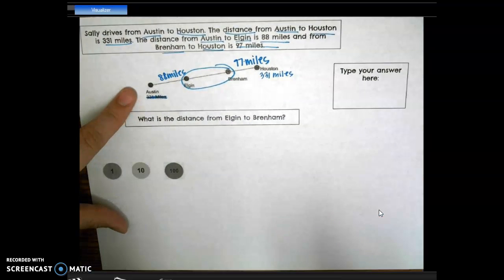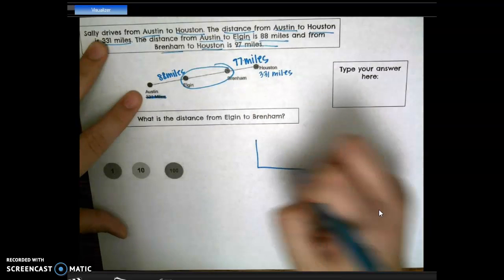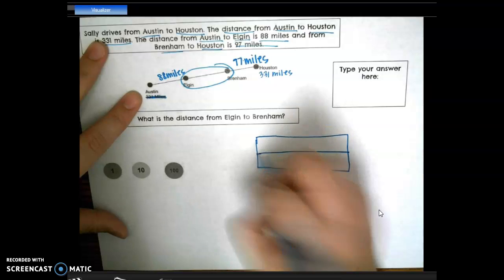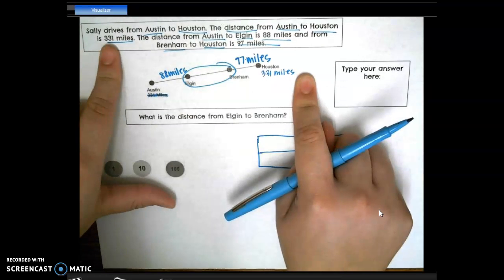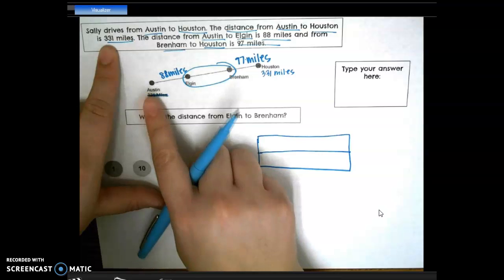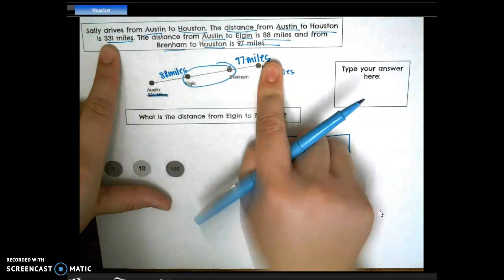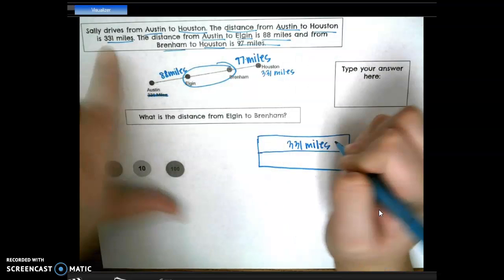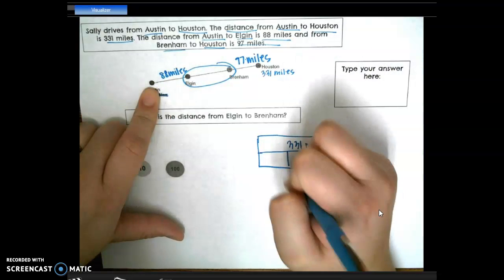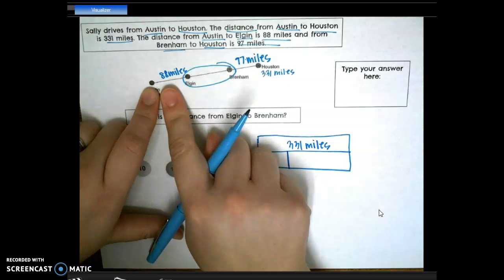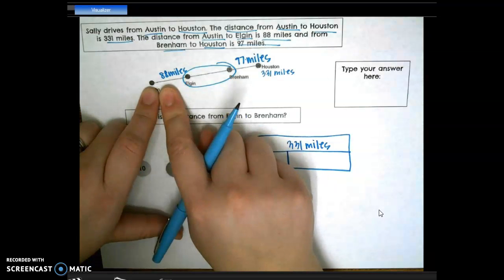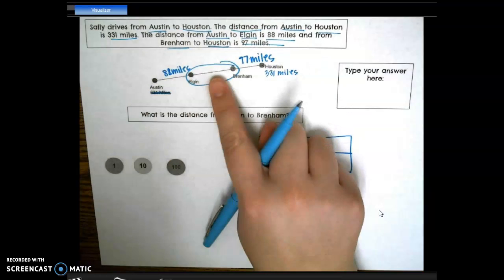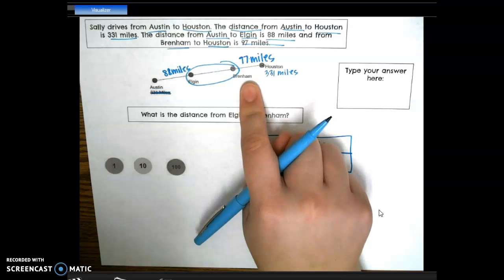So your strip diagram would have looked something like this. You have a total distance. You know how many miles she drives all together from Austin to Houston. She drives 331 miles. Let's pretend she broke up this drive, and maybe she stopped and went to the bathroom in Elgin, and then she stopped and went to the bathroom in Brenham, okay?